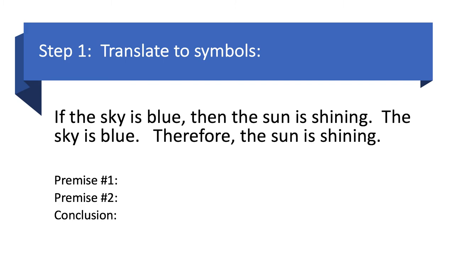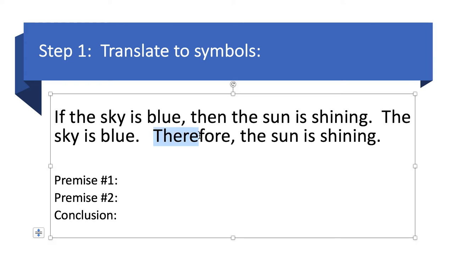The first step in this process is to take our three sentences and translate them into symbols. In order to do that, we need to identify which sentence is the first premise, which sentence is the second premise, and which sentence is the conclusion. Now, a premise is a statement that provides evidence for the conclusion. So the easiest place to start is by identifying the conclusion statement, and then we can work backwards. So the conclusion is going to be easy to find because of the word therefore. Therefore implies that the conclusion is to follow.